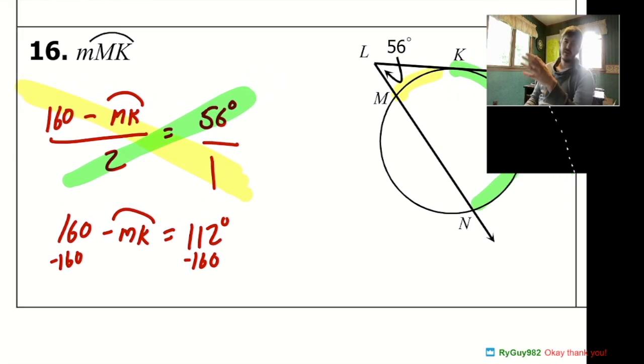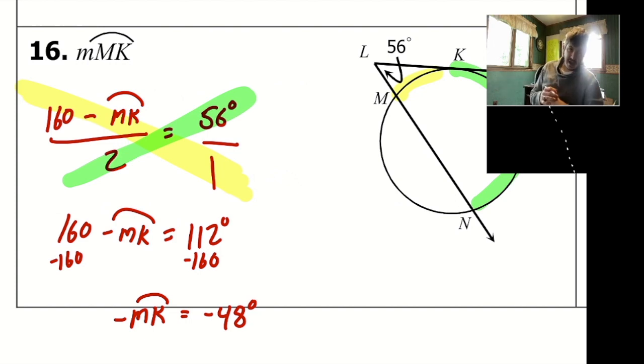Be aware you still have a minus sign in front of MK, and that's fine. Everything will work out. You have negative MK, which we haven't really seen in a while, but typically when you're finding the smaller arc, this is going to happen. Then 112 minus 160 gives a negative result on the right-hand side: negative 48 degrees.